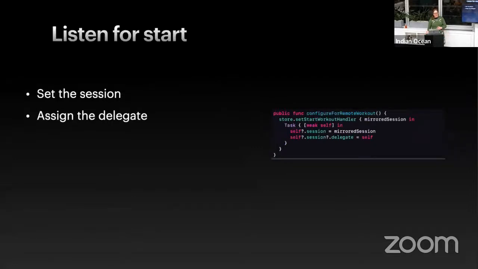Back on the phone, we hopefully have called this ahead of time and assigned a closure to the value of set start workout handler on the store. And this is how the phone will get an instance of HKWorkoutSession that we then are able to use for the sending and receiving of data.